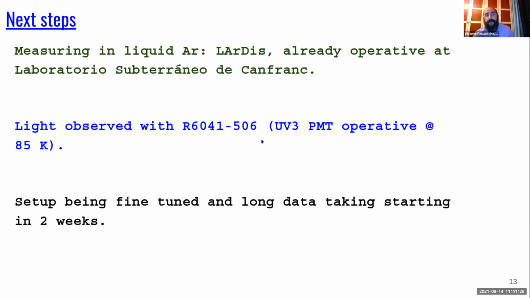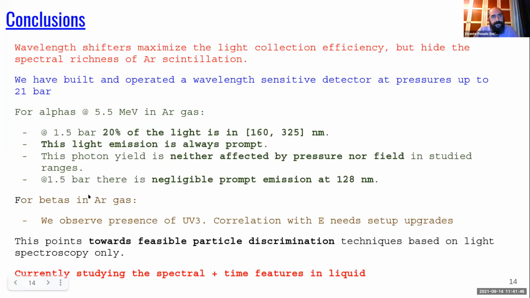Measuring in liquid argon. So we have a setup called LIDINE that is already operative at Laboratorio Subterráneo de Canfranc, with which we have observed light already with an R6041 PMT that is sensitive to the UV3 and is operating at 85 Kelvin. And the setup is being fine-tuned, and long beta taking should start in 2 weeks.